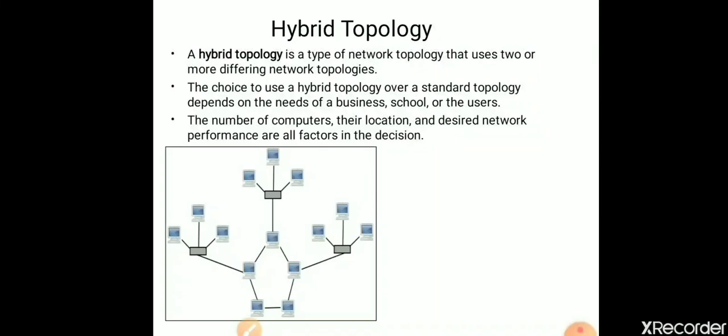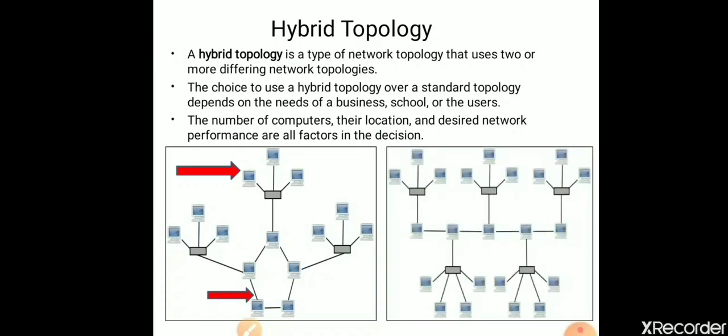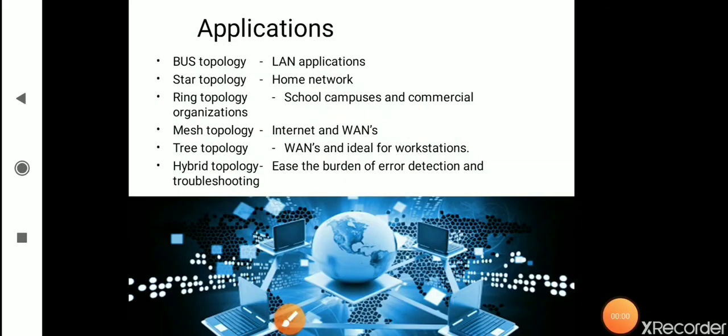And in this particular figure, you can see a hybrid topology where a star topology and a ring topology are combined together to form a hybrid topology. We can see one more example. Here we can see the combination of a bus topology as well as a star topology, which makes it a hybrid.